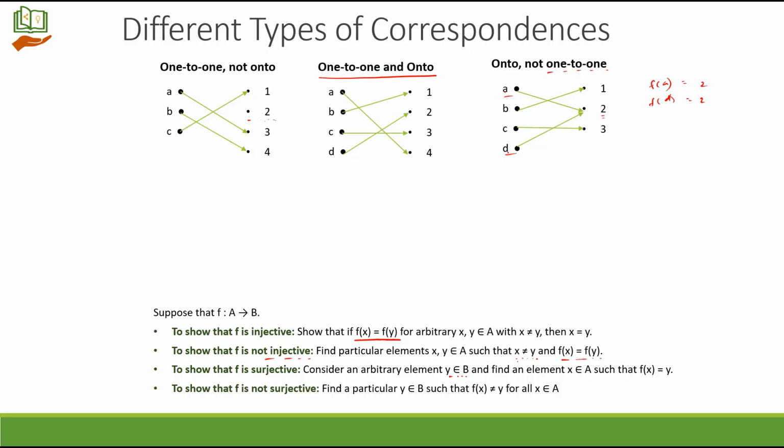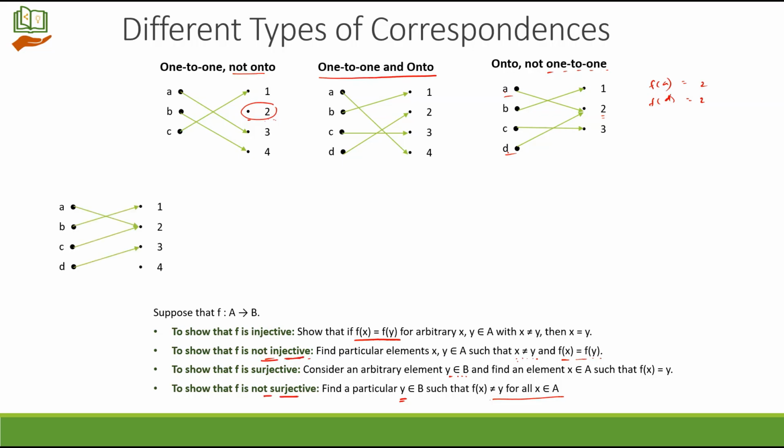How can we say that f is not surjective, that is not onto? Find a particular y from the codomain such that f of x is not equal to y for all x that belongs to A. If none of the domain elements are getting mapped to this particular element from the codomain, at that time we can say it is not surjective. That's why we are marking it as not onto.